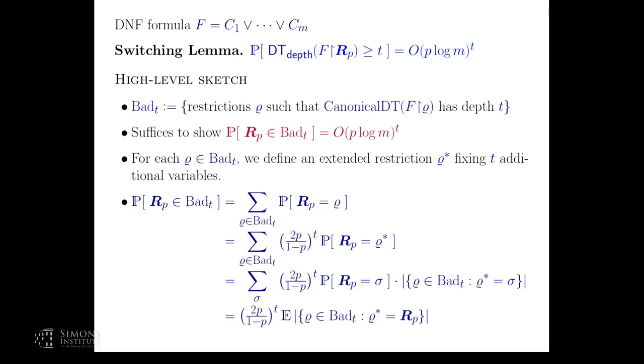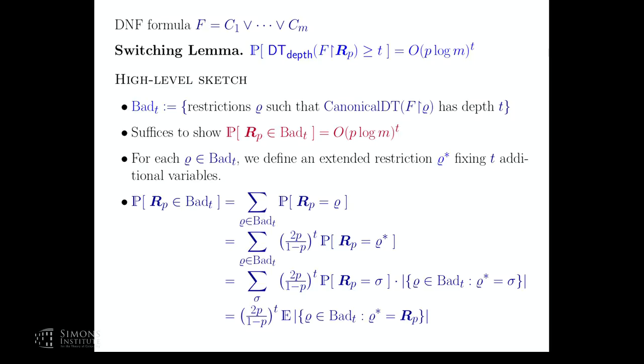Then we have the following observation, just this sequence of equalities. Let's go through them. This is the thing we're trying to bound, the probability that the p-random restriction is t-bad. We can sum over all t-bad restrictions rho of the probability that R_p equals rho. Since rho star has exactly t additional variables fixed, the weight of rho star is less than the weight of rho by precisely this factor, (2p/(1-p))^t. So we have this equality here.